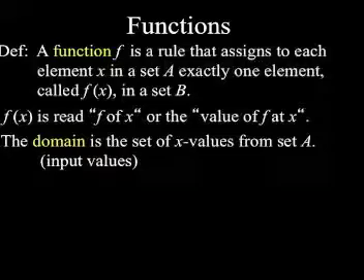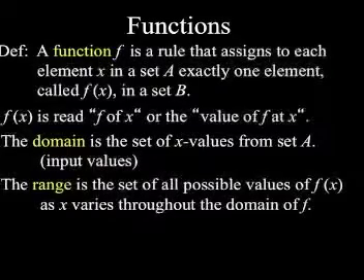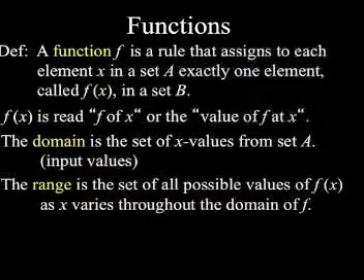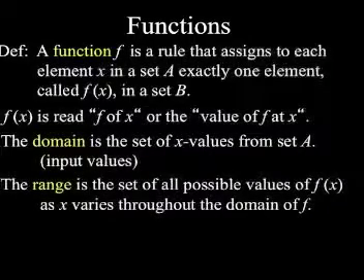The domain is the set of all the x values from set A. In other words, these are the input values, the values that will be put into the function. On the other hand, the range is the set of all the possible values of f of x as x varies through the domain of f. What that means is, as you put all the different values of the domain into the function, and you get all the answers back out, all those answers, the output values, are put together in a group, and that group is called the range. So the range is really just the set of all the possible output values, and those output values, again, as we mentioned before, are represented by f of x.